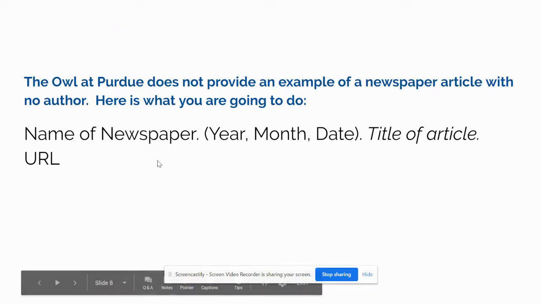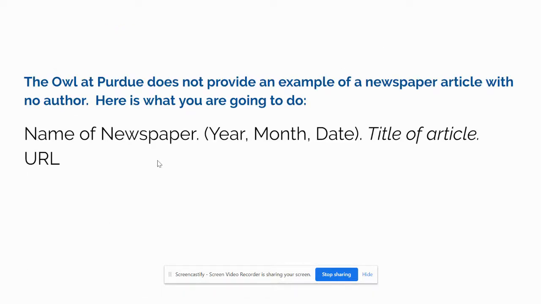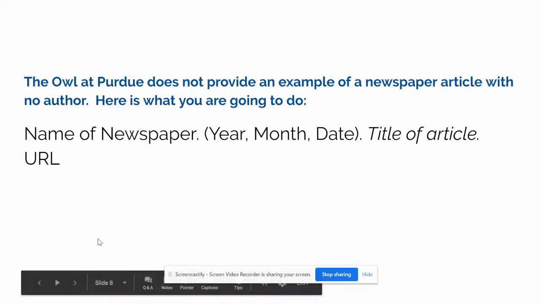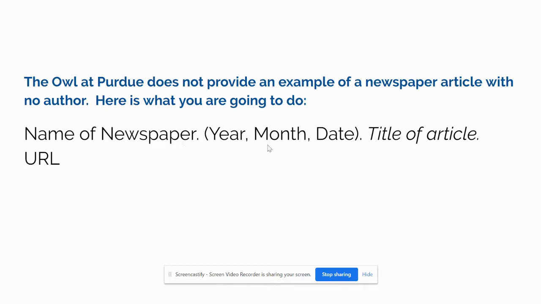Okay, the OWL at Purdue, because they are meant to help college and university students do their citations, there are just some things that they don't seem to do. And one of those is a newspaper article that doesn't have an author, but this happens a lot. So you would put the name of the newspaper, so the Globe and Mail, the Toronto Star, whatever it is, the year, the month, the date, the title of the article, written as a sentence in italics, and then the URL.